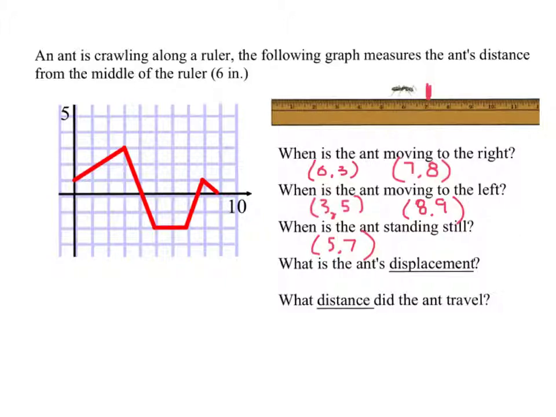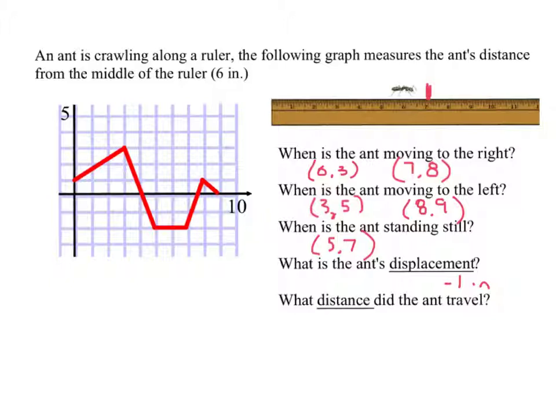Now, if you're in physics, you know the difference between displacement and distance. Displacement is how far you are from where you started. Distance is how much total amount you moved. So for displacement, we started at the 7-inch mark right here. We ended at the 6-inch mark here. So the displacement is just -1 inch. You just moved 1 inch back.